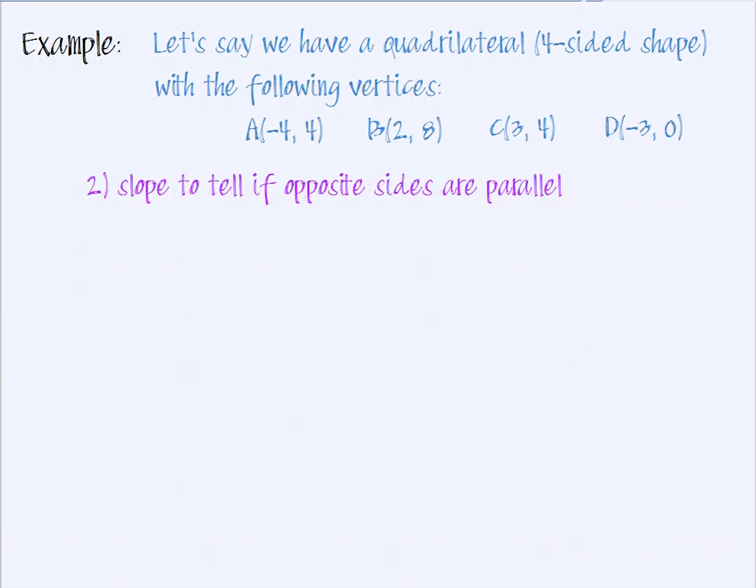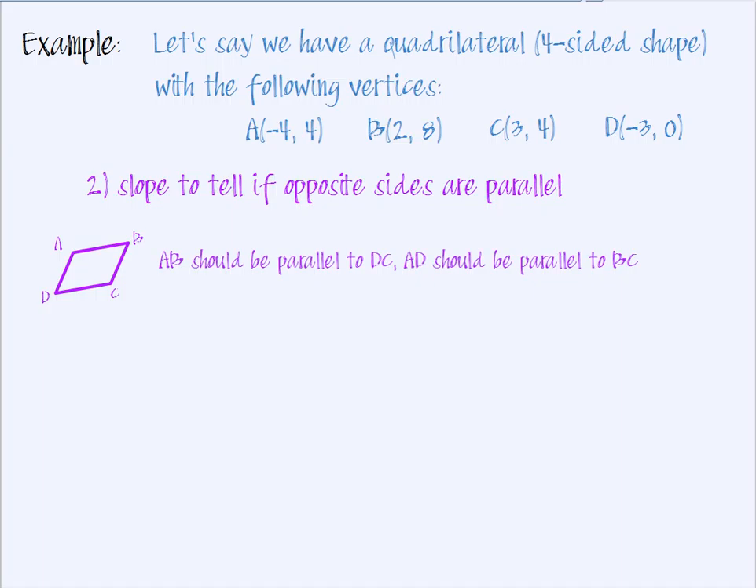Let's move on to method number 2, or proof number 2, using slope to tell if opposite sides are parallel. Again, I'm going to write a little picture so that I know which sides are actually opposite. And then I'm going to start using slope formula this time to tell if I have parallel lines or not. AB should be parallel to DC and AD should be parallel to BC in this picture. So if I find the slope of AB, again I'm working under the assumption that you know how to find slope. If you don't, that's another video.